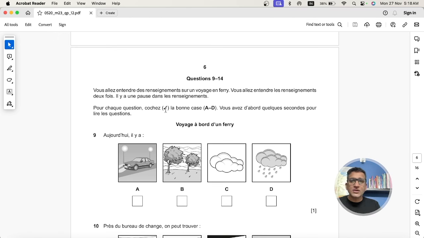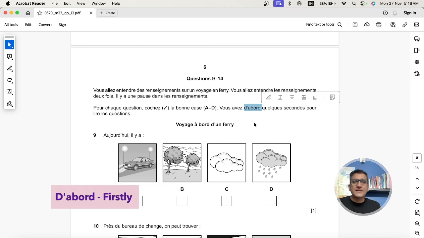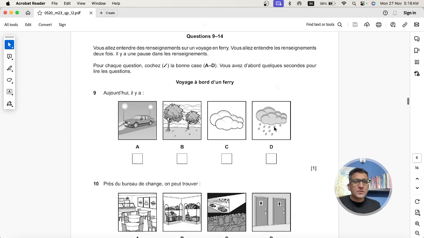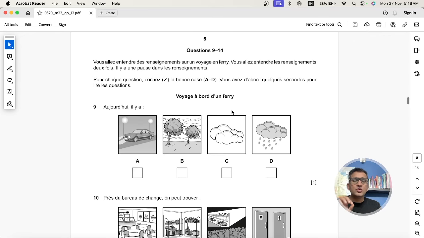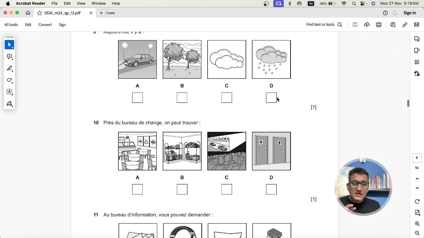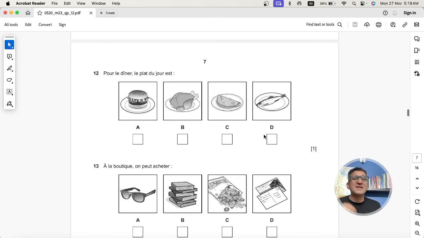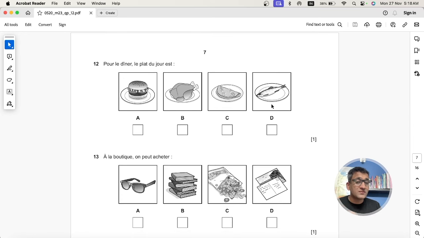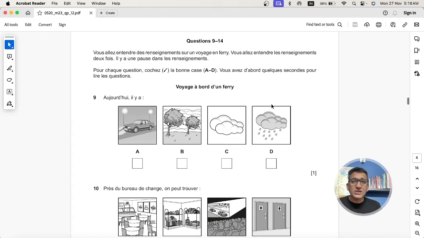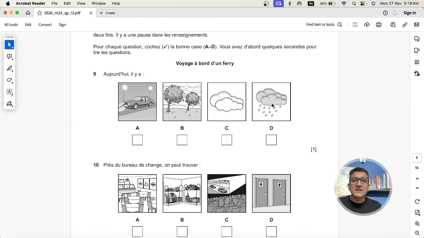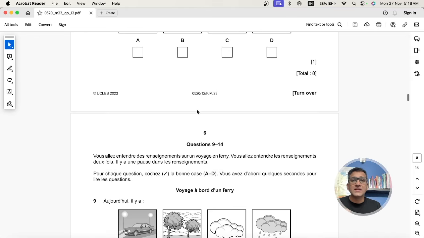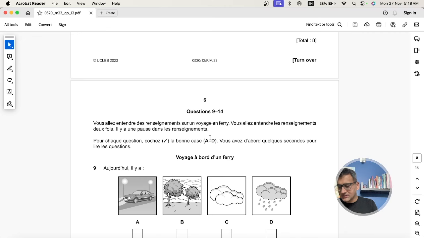And for each question you need to select. Coche, this is coche. Coche means you need to select the right case, the right option from A to D. And the word d'abord means firstly. So you have few seconds to read the question. So the advice is, please go through in detail while you have few seconds in the audio. Get into the details. So look at the vocab. Imagine what can be the vocab. Try to see if you know the words or not. And then move ahead. Now let's look at the beginning sample for it, that this is not like the previous part as you have done in the question number 1 to 8.